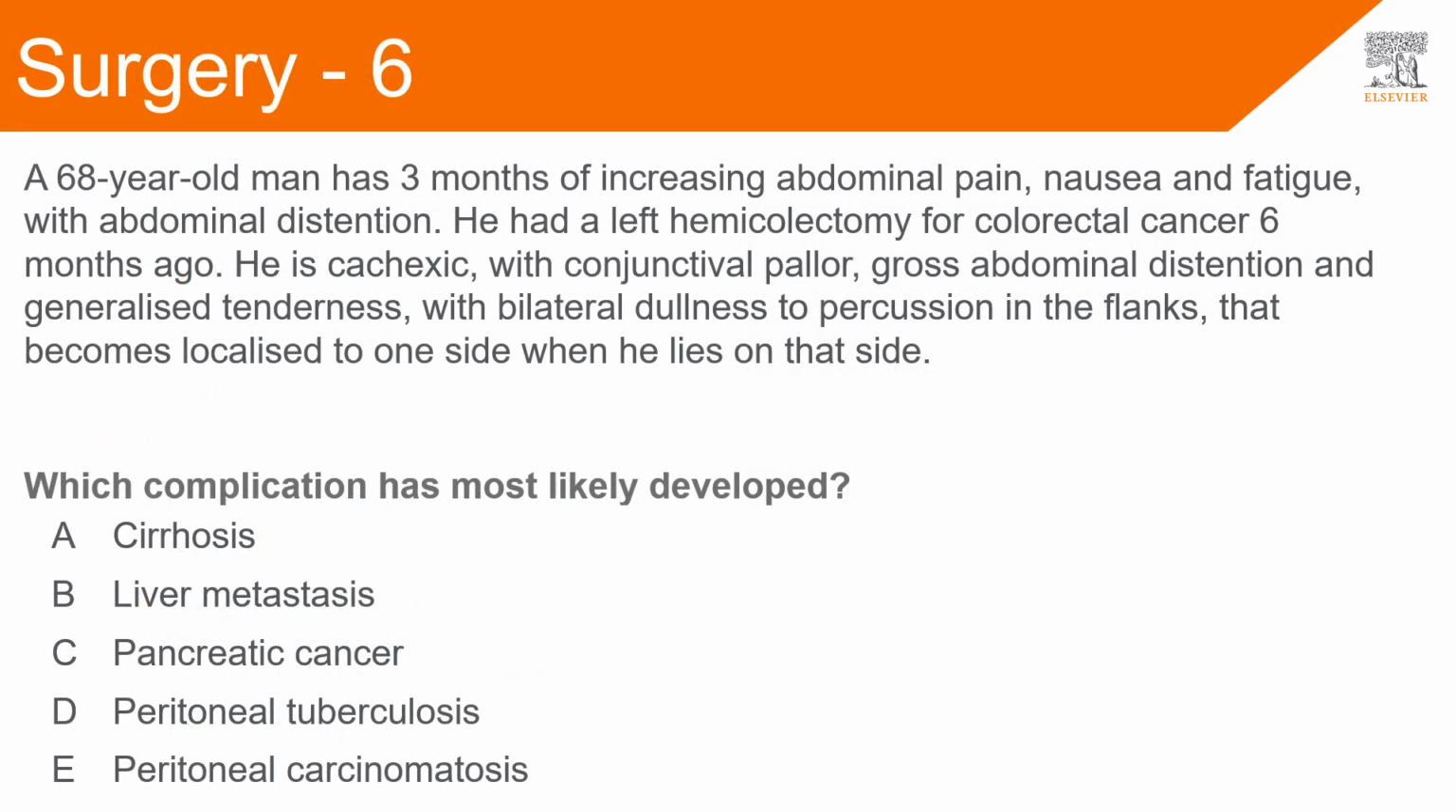Moving on to the next question. A 68-year-old man has 3 months of increasing abdominal pain, nausea and fatigue with abdominal distension. He had left hemicolectomy for colorectal cancer 6 months ago. He is cachectic with conjunctival pallor, gross abdominal distension and generalised tenderness, with bilateral dullness to percussion in the flanks that becomes localised to one side when he lies on that side. Which complication has he most likely developed?